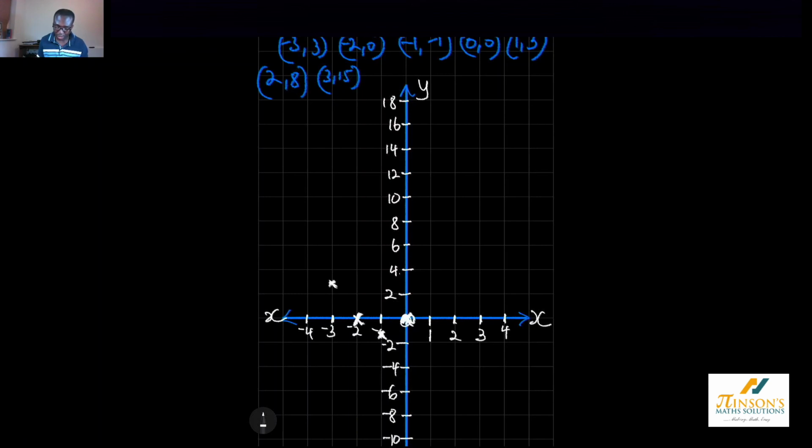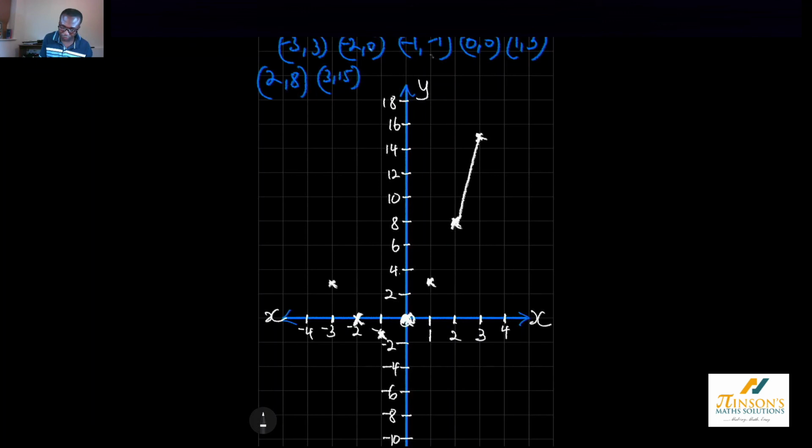Then we've got 1 along the corridor and 3 up the stairs. We've got 2 along the corridor and 8 up the stairs, and we've got 3 along the corridor and 15 up the stairs. So this again will be joined. Before we join it, let's count our coordinates: 1, 2, 3, 4, 5, 6, 7. So we know we've got 7 coordinates that we've plotted. So now we can join them up using a smooth curve.